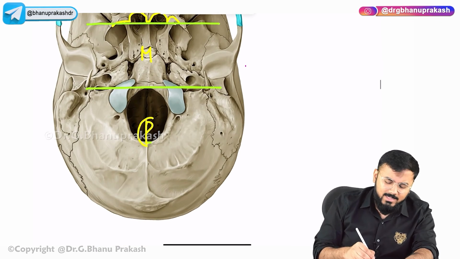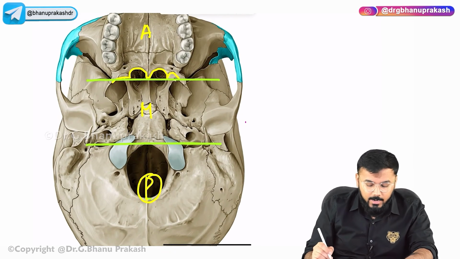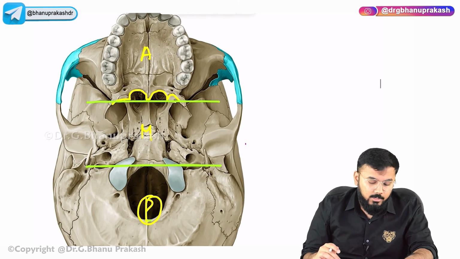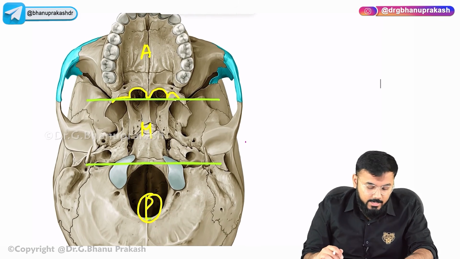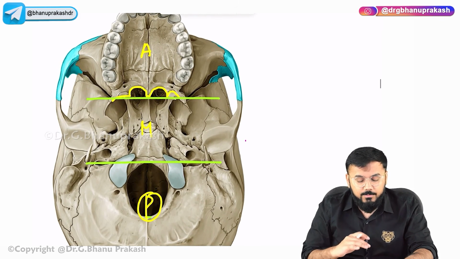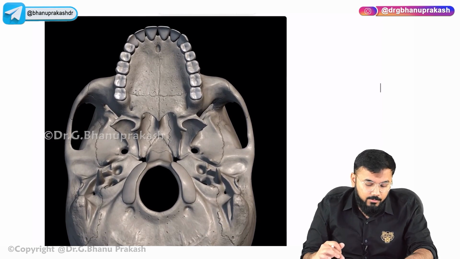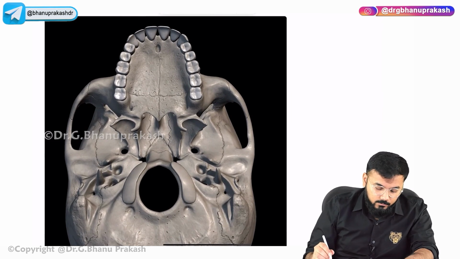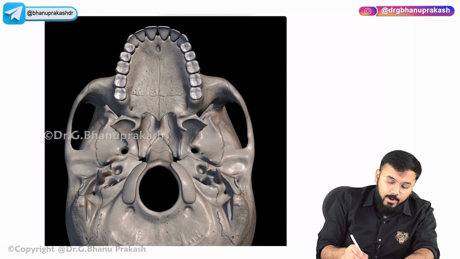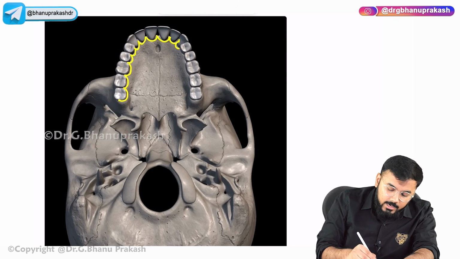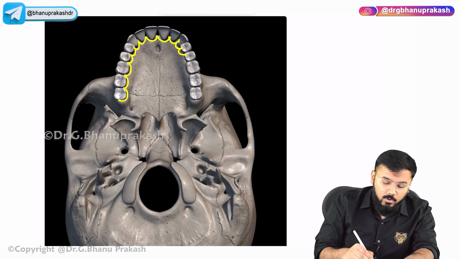The posterior part is not that important, but in the anterior and middle parts you can see there are many structures located, and these are very, very important. So first we shall focus on the anterior part, then the middle, and then we shall finish up this norma basalis. If you look at the anterior part, it has a few important things. For example, these structures look like sockets, right? So these sockets are called what? Alveolar arches.